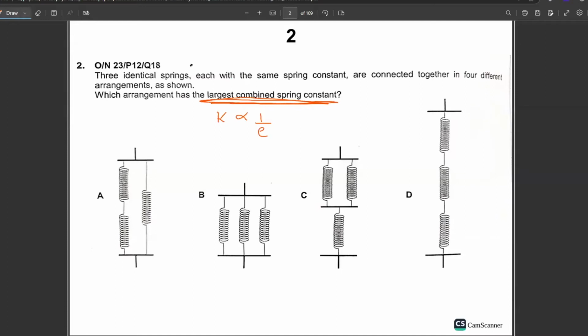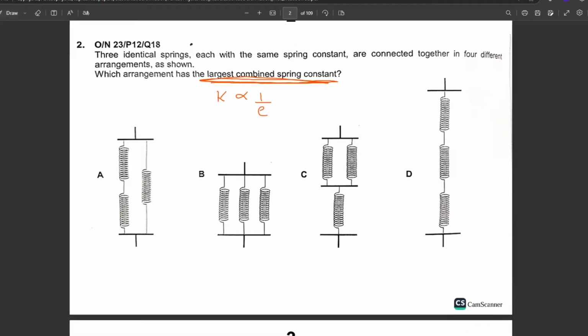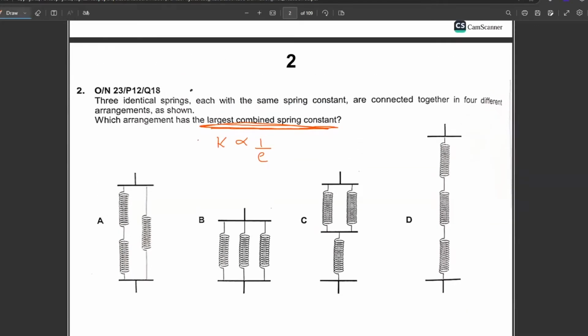Which of these combinations will give the smallest extensions? The one in which all the springs are connected in parallel. Always remember one more key point: least extension occurs when all springs are in parallel. Are there any options like that? Yes, B. If you have the least extension here, your spring constant will be the largest. B is your answer. Simple as that. Let's further move ahead.